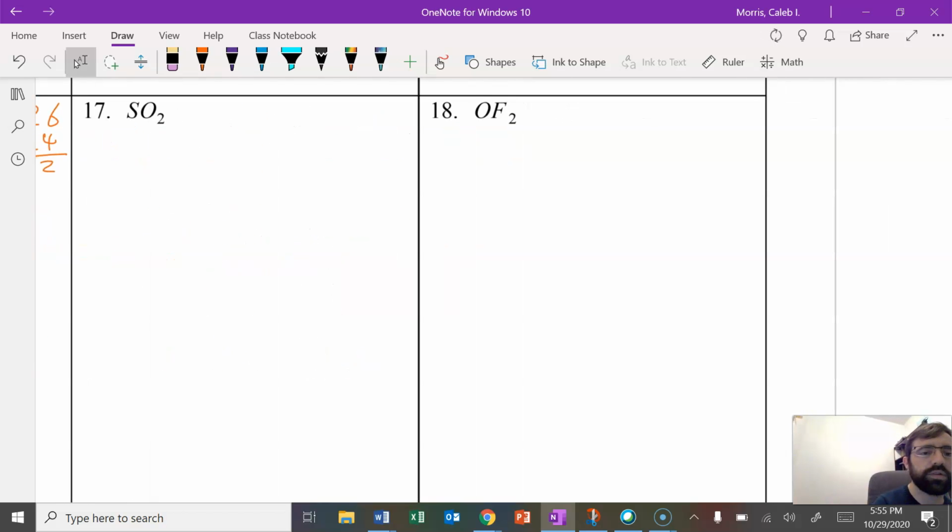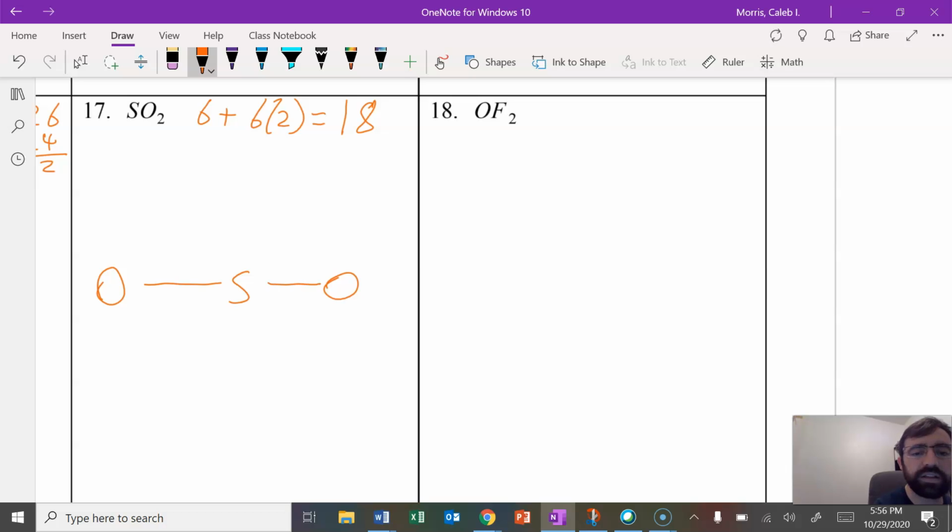Go on to SO2. Sulfur has 6. Oxygen has 6 multiplied by 2, so that'd be 12 plus 6 is 18. All right, sulfur will go in the middle because it's our singleton, and then we'll have 2 oxygens.